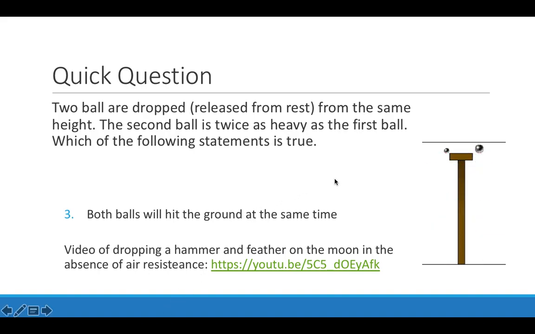Now, what we're used to in nature, of course, is the fact that there is air resistance present. So what we see sometimes is not what we're seeing here. But if we performed this on the moon, where there's basically no air, then they would hit the ground at the same time.